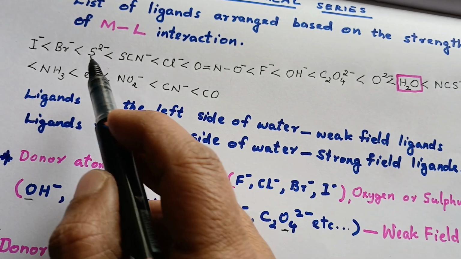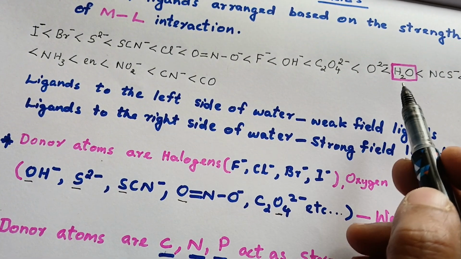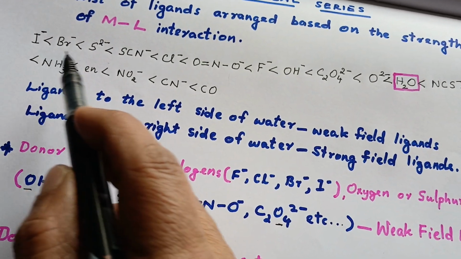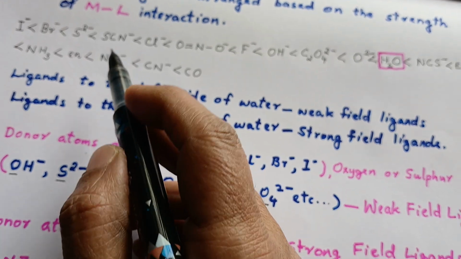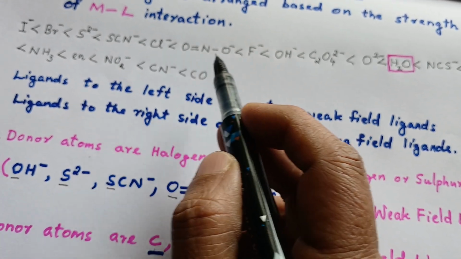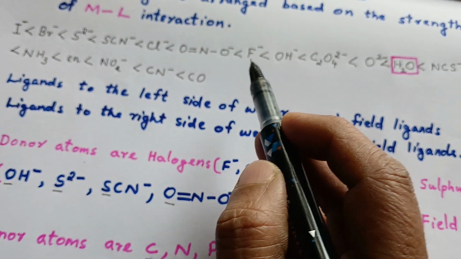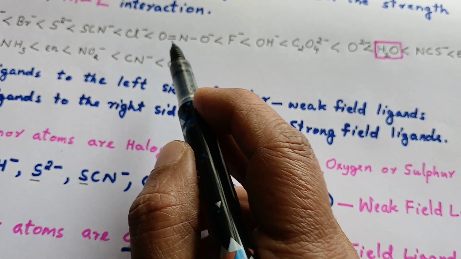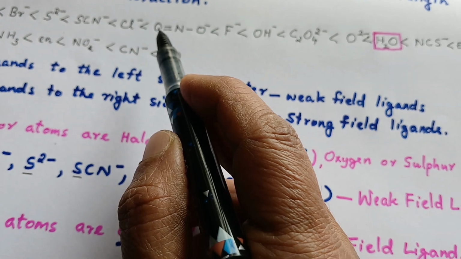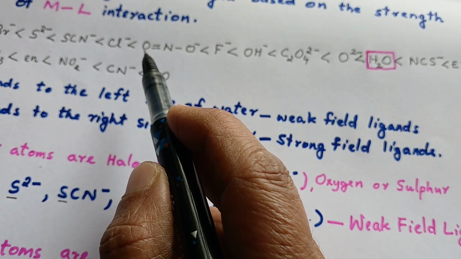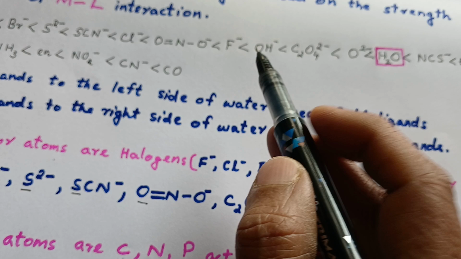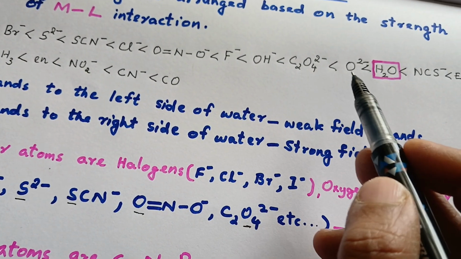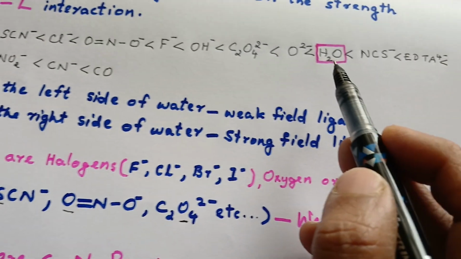So these are the ligands which we often come across. This is iodide, bromide, sulfide, thiocyanide, chloride, nitro, then fluoride. Here this is NO2, but the bonding is through oxygen. Then OH minus, C2O4 2 minus, that is oxalate, O2 minus, then water.